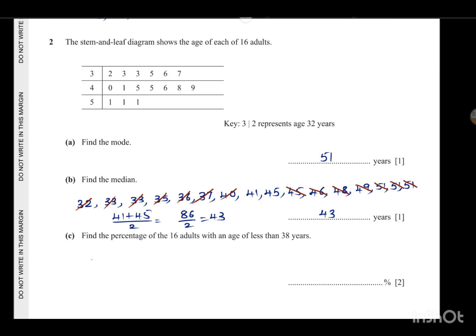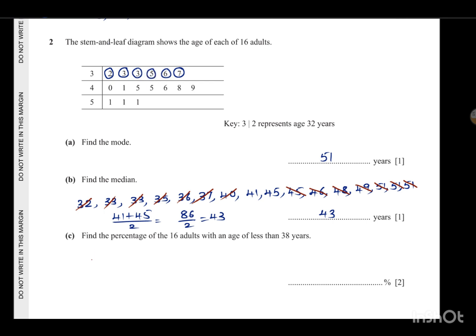Next, question C. Find the percentage of the 16 adults with an age of less than 38 years. Now we have to pick out those people whose age is less than 38 years. Let us circle them. Less than 38 will be all the numbers before 38. So 32, 33, 33, 35, 36, 37. These are all the people whose age is less than 38. How many are they? 1, 2, 3, 4, 5, 6.